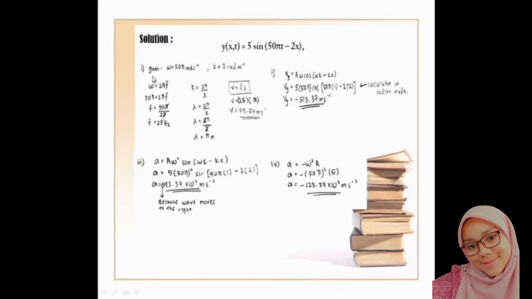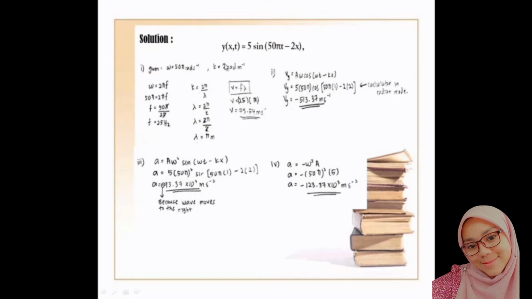So how to solve it? So first, it's given in the question, this is omega and this is k. We compare with the general equation. So let's start with omega equals 2 pi f. Why I use 2 pi f instead of 2 pi over T? Because I want to find frequency. So directly, omega is also equal to 2 pi f. So I just use this formula and then I calculate macam biasa. So I get 25 hertz.